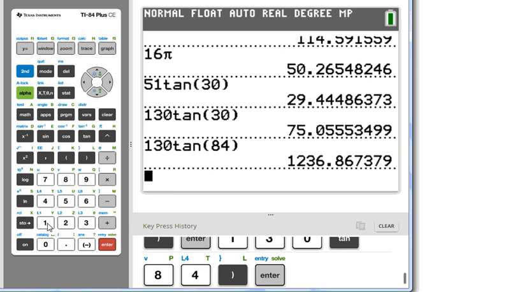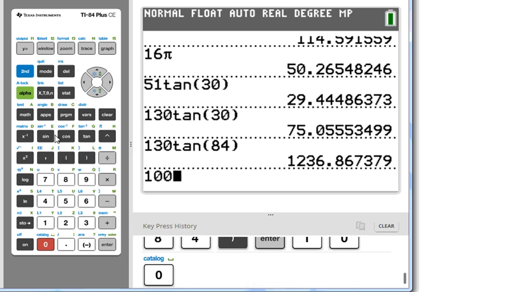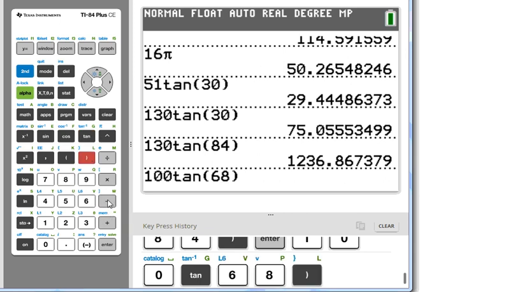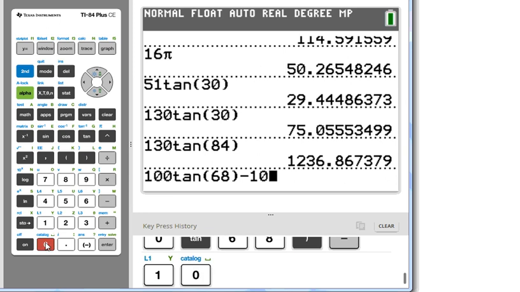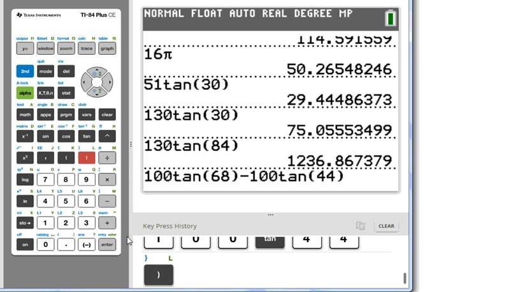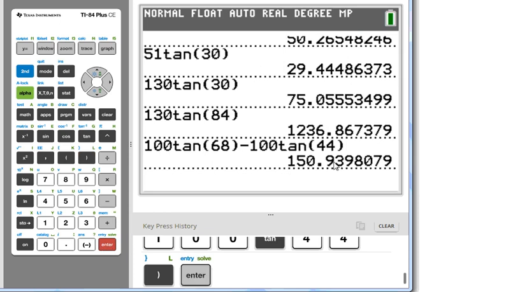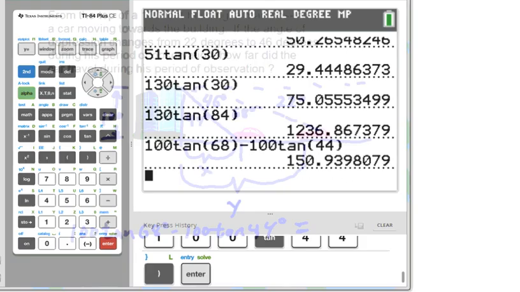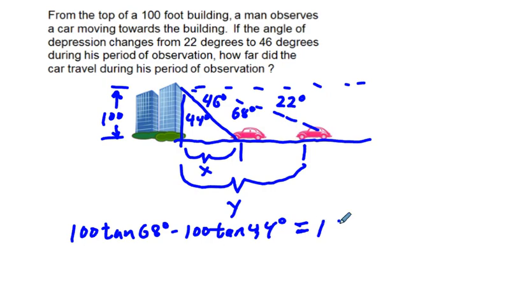So 100 tangent 68 degrees minus 100 tangent 44 degrees. So for this, we get 150.9 feet. Okay, so that will be our answer here.